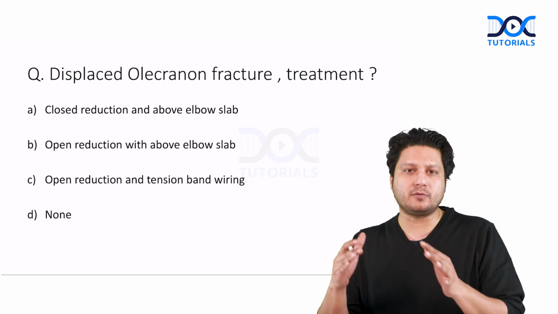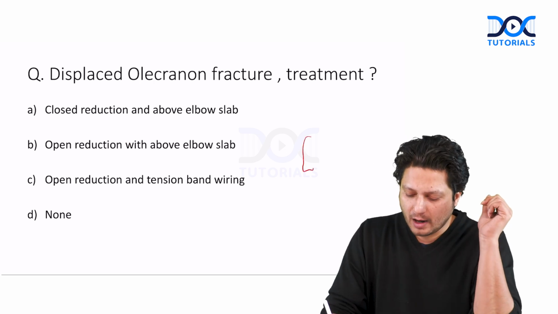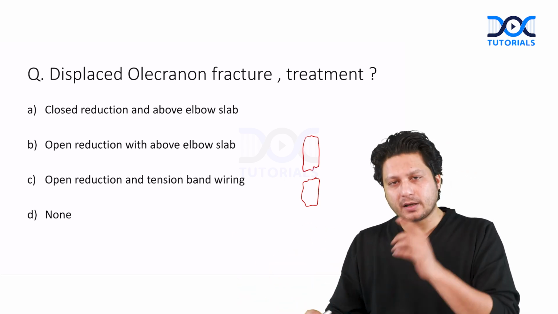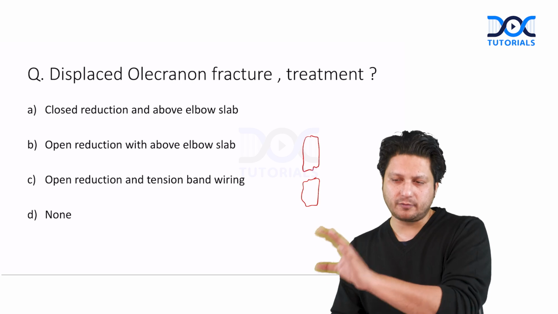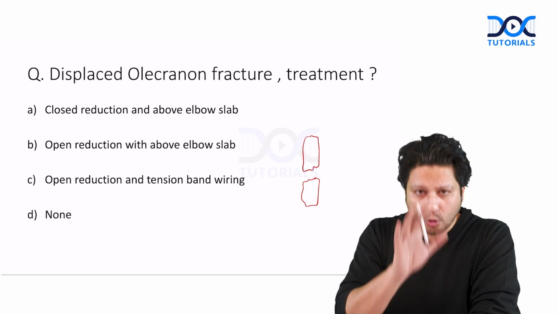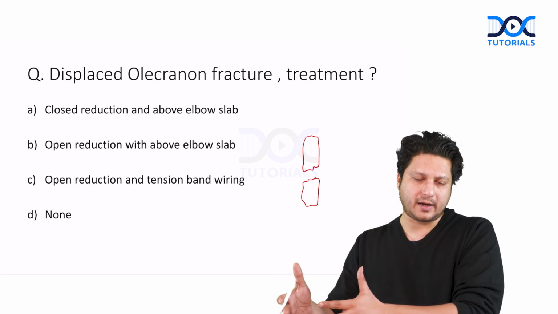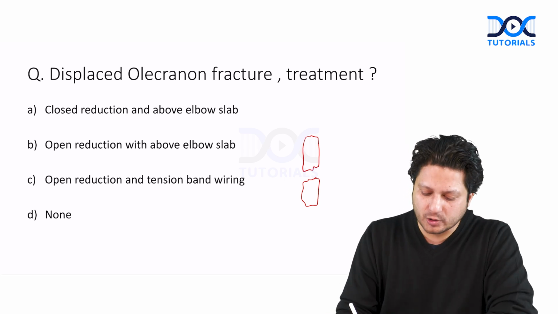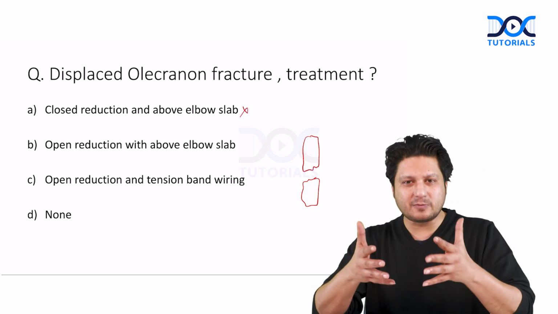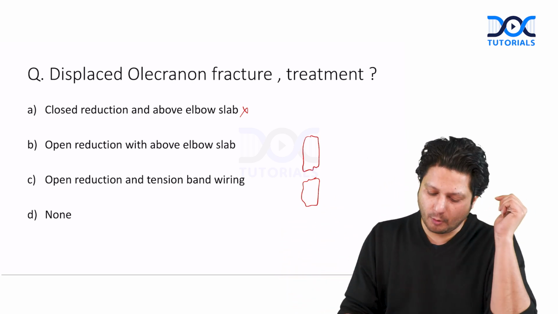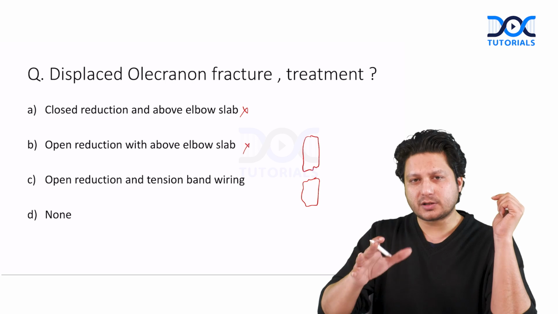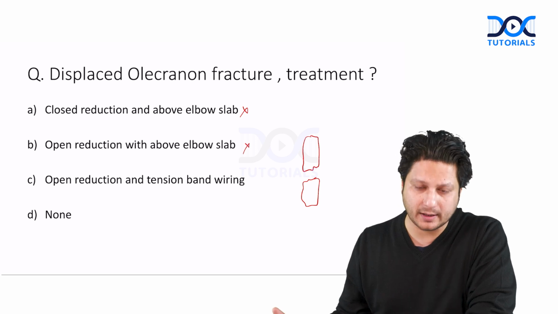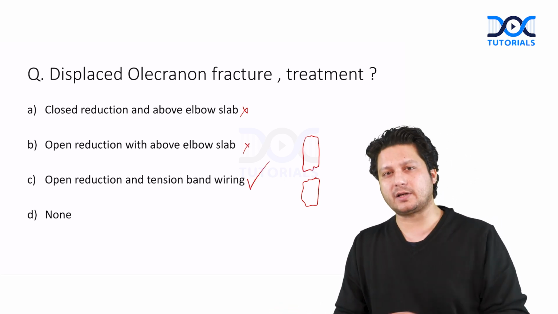Now, displaced olecranon fracture, what is the management? All of you are aware that if there is a displaced fracture of the patella, the management is tension band wiring. But this time they are not going to ask you about the fractures of the patella. They will be asking about the fractures of the olecranon. If the olecranon is fractured, having a displacement, then how should it be managed? The options provided are closed reduction above elbow slab. Obviously, if there is a displacement, it has to be reduced. Open reduction above elbow slab. It is not just a slab immobilization which is adequate for these kinds of displaced fractures around the olecranon. Open reduction and tension band wiring is considered to be the management.